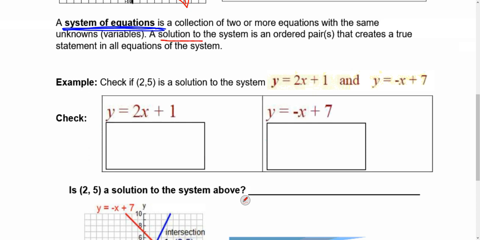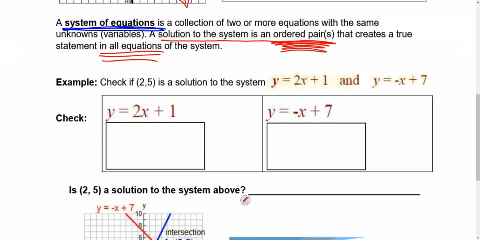A solution to the system is the ordered pair or ordered pairs, because there could be more than one, that would create a true statement in all equations in the system. So it has to be able to work in all of the equations. I don't care if you have 2 or 3, if you tell me that a point is a solution, if you go back and plug it in, it needs to make a true statement in all of your equations. So I'm going to show you that real quick in this one.